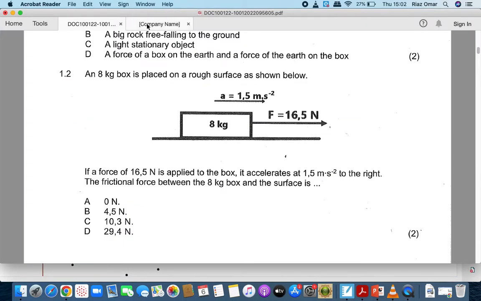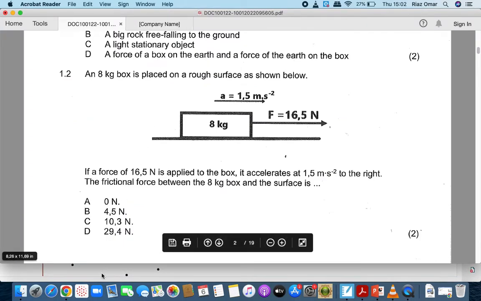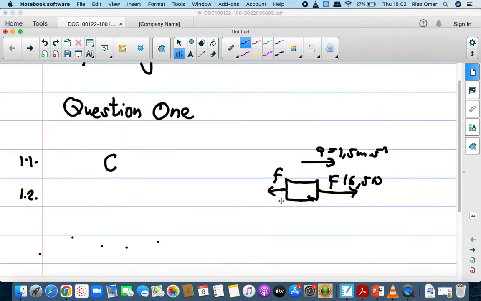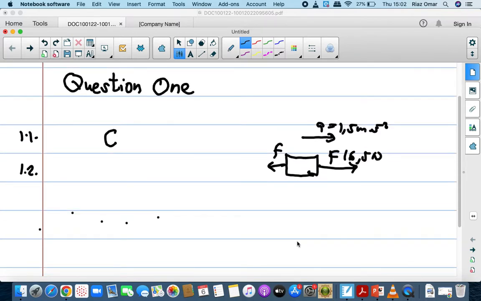Our force here is 16.5 newtons. The acceleration here is 1.5 meters per second squared. We must find the friction. So if we have to do the sum, we'll have to say F net is equal to ma. So your net force here will be your applied force, which I'll put as capital F, minus the frictional force, F friction, is equal to ma.